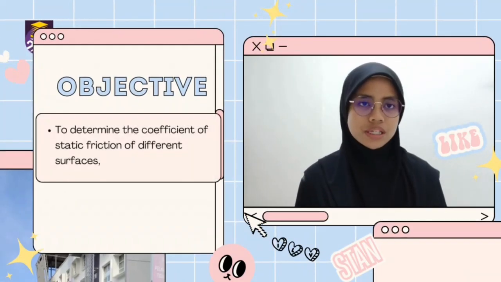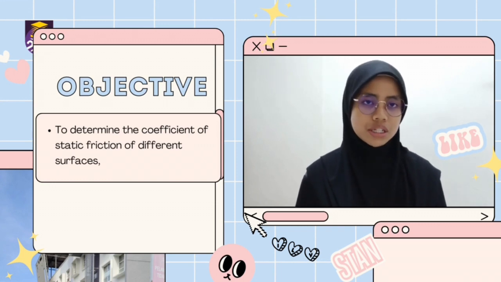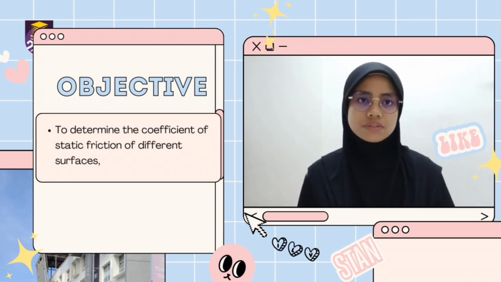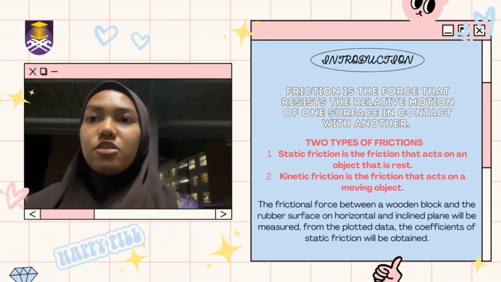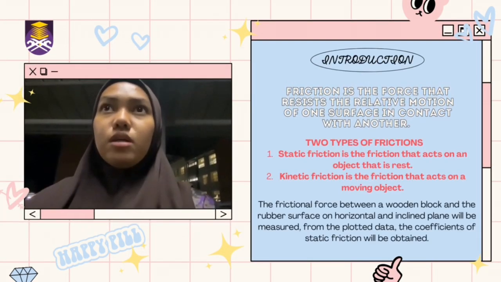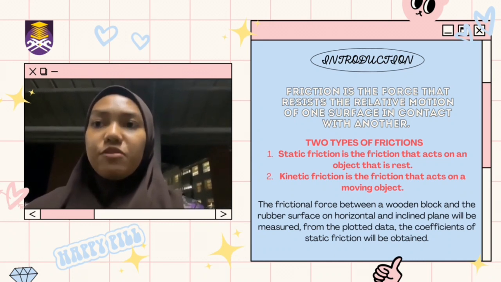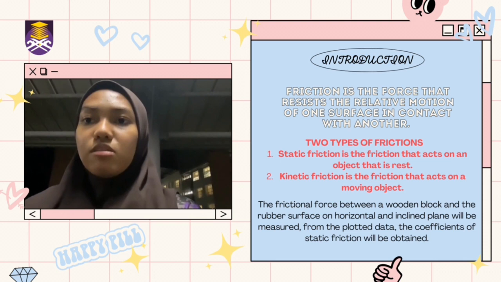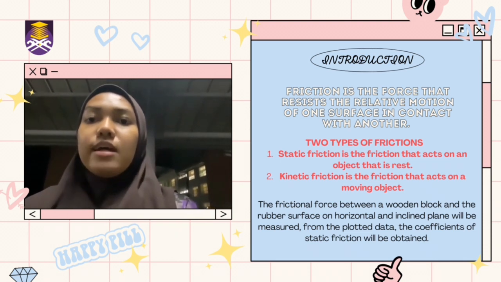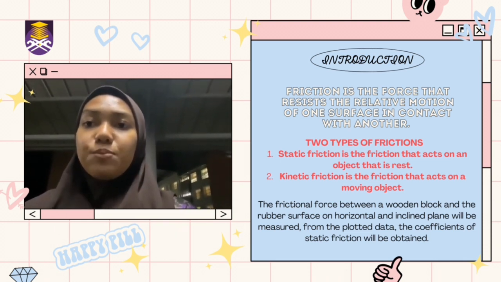The objective of this experiment is to determine the coefficient of static friction of different surfaces. Friction is the force that resists the relative motion of a surface in contact with another. There are two types of friction, static and kinetic. Static friction is the friction that acts on an object that is at rest. Kinetic friction is the friction that acts on a moving object.